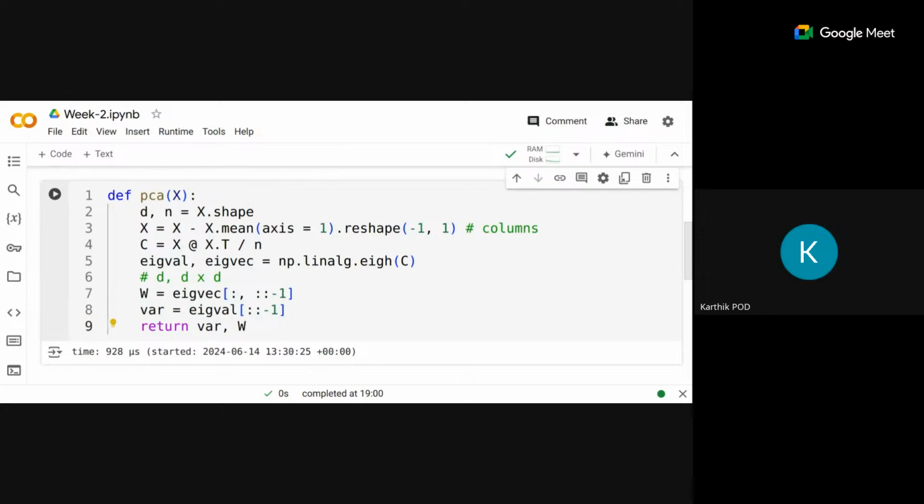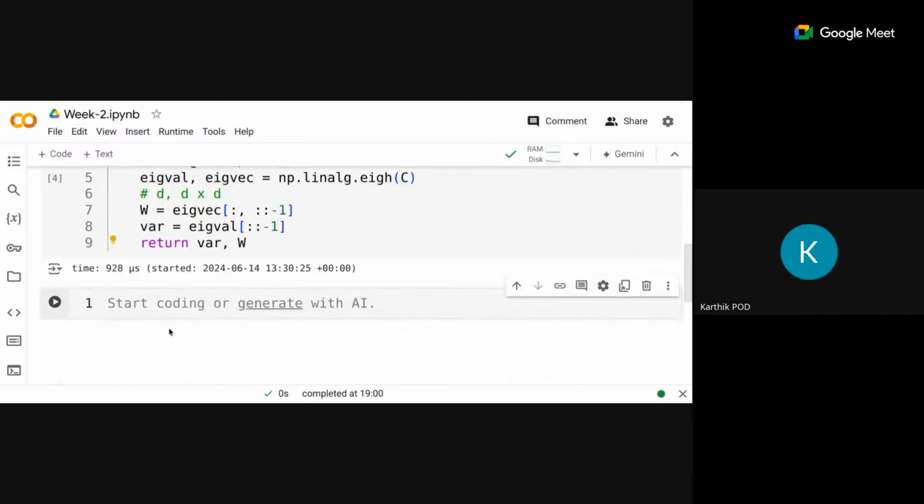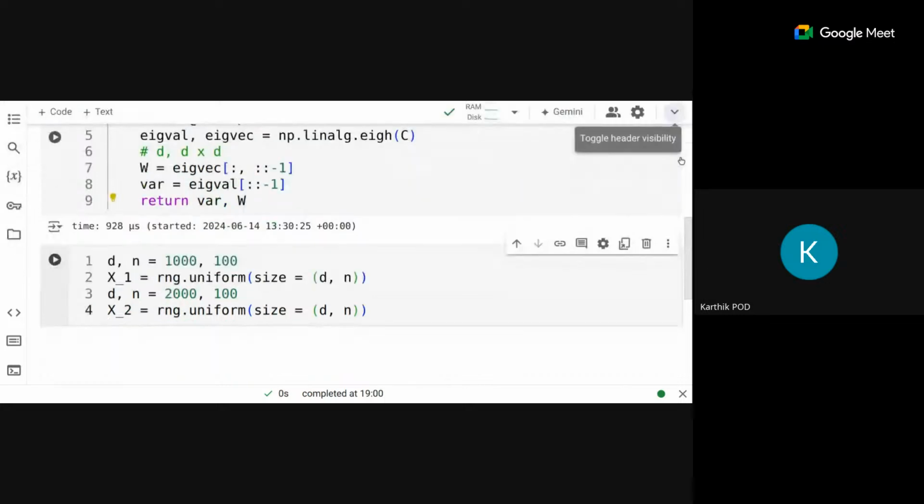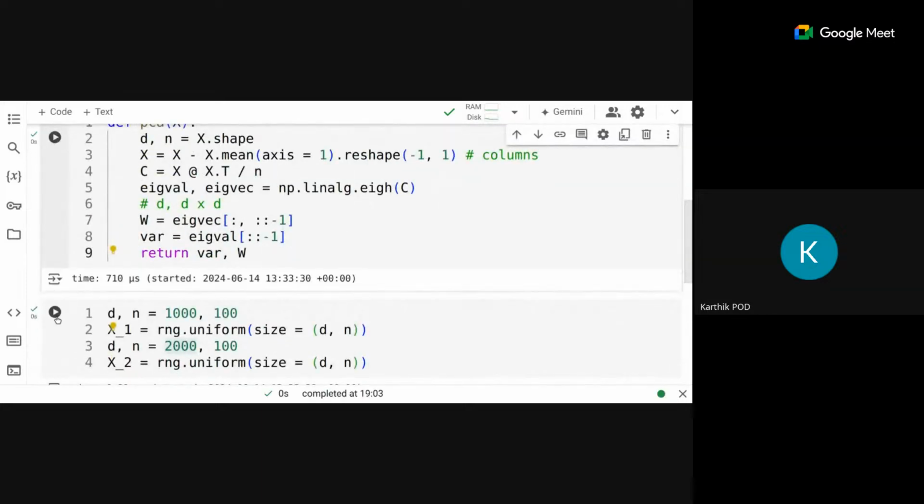What we'll now do is measure how much time it takes to run PCA for different values of D. So I have written this down. The first example has 1000 features, 100 data points, and I'm uniformly generating one data set. You don't need to worry about this part. I'm just randomly generating a data set of size D cross N. And in the second case, I'm generating a data set that has 2000 features. So I have to run this, and then I have to run this.